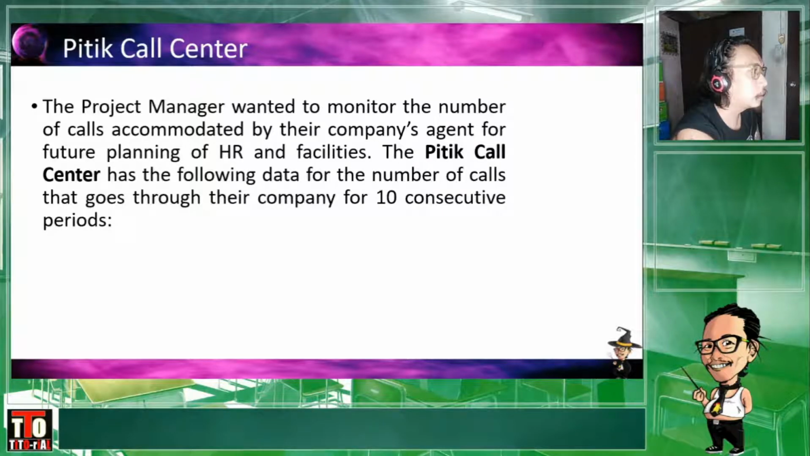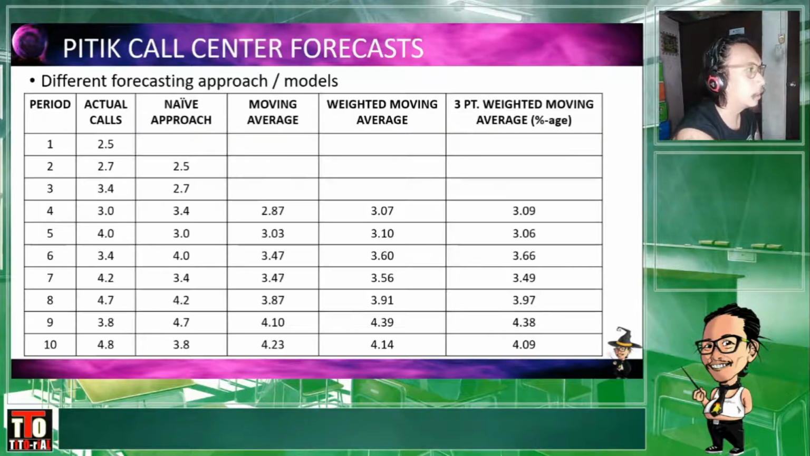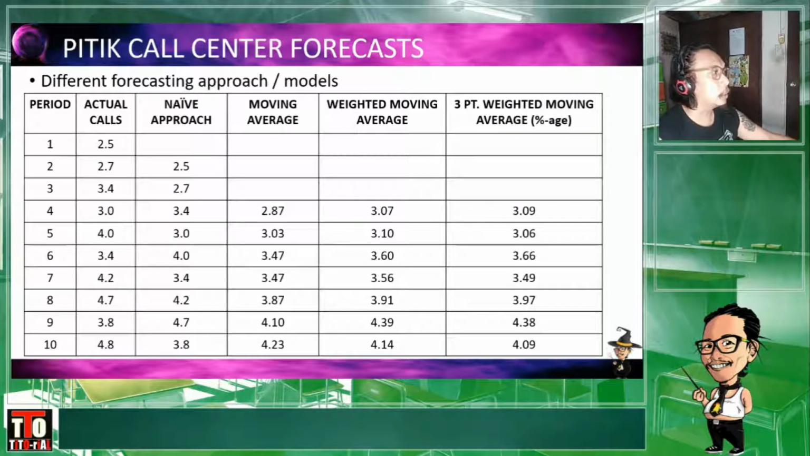The Petit Call Center has the following data for the number of calls that go through their company for 10 consecutive periods. Okay? Now, last time, kinumpleto natin yung table. We forecast using the naive approach wherein ang ginawa sa naive approach is, di ba, kinopya lang natin yung previous forecast. Right? And then we also did the moving average. We did the 3-point moving average last time.